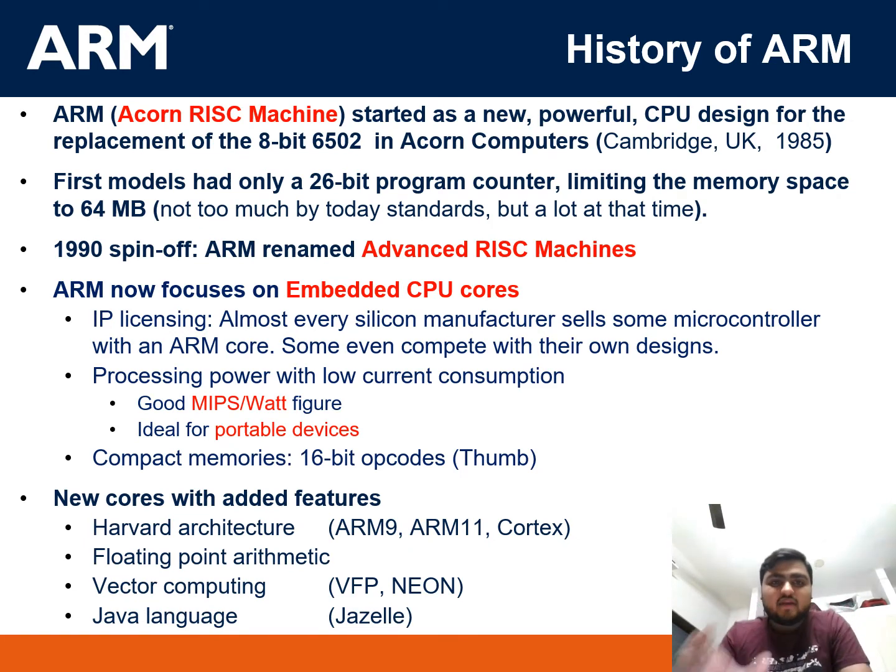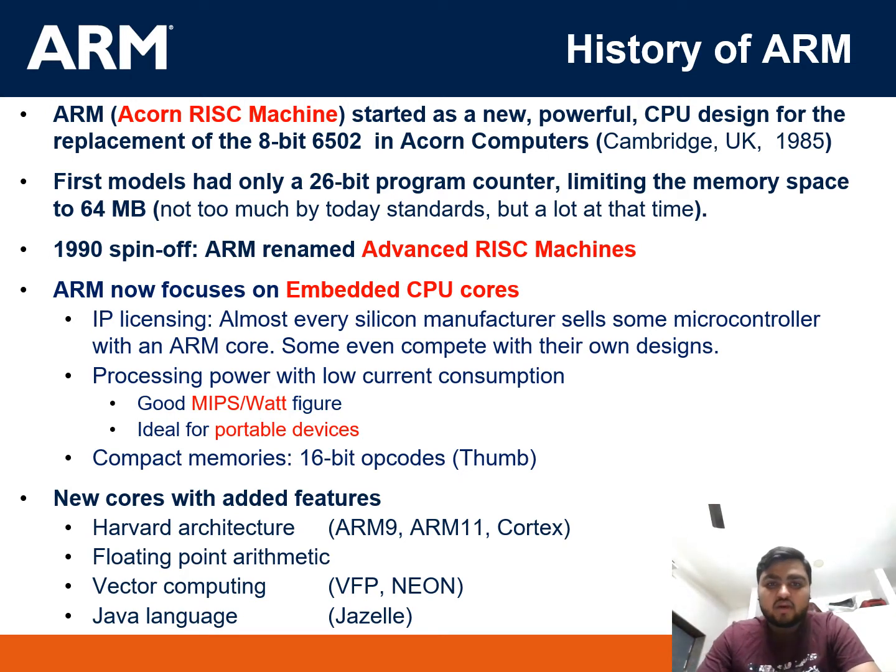First of all, ARM. ARM is Acorn RISC Machine, started as a new powerful CPU design for the replacement of the 8-bit 6502 in Acorn computers, based in Cambridge, UK, in 1985. The first model had only a 26-bit program counter, limiting the memory space to 64 MB. Madam, not too much by today's standard, but a lot at that time. In the 1999 spin-off, ARM was renamed Advanced RISC Machine.